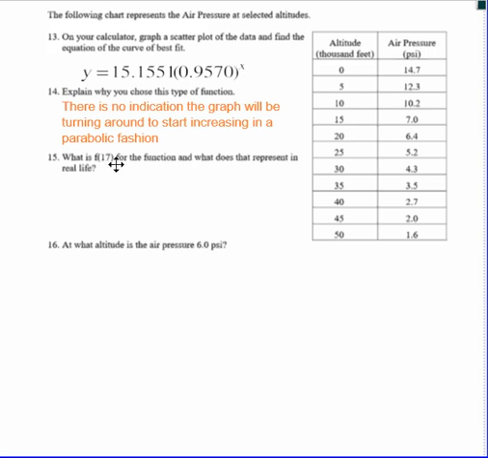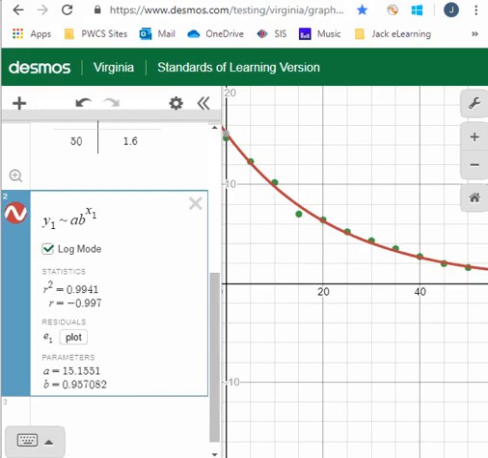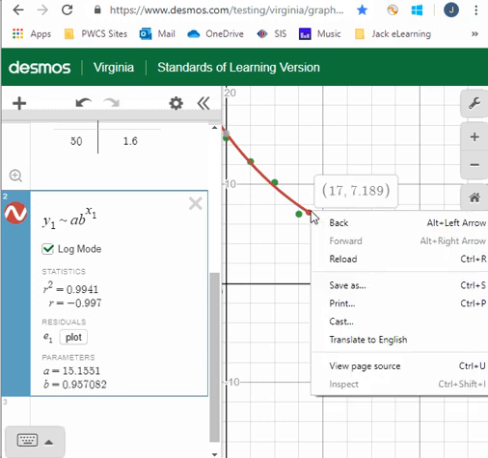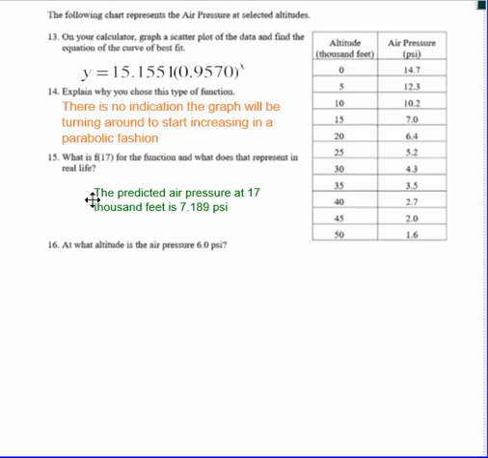To evaluate f of 17, we have two options. You can plug 17 into your function, or you can go back over to the graph and trace until you get the value of 17. In either case, we'll find that the predicted air pressure at 17,000 feet is approximately 7.189 psi.